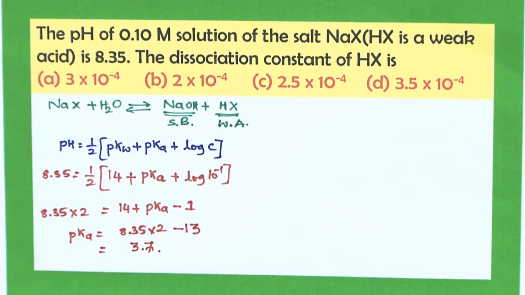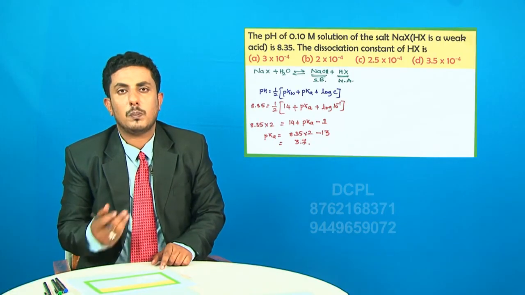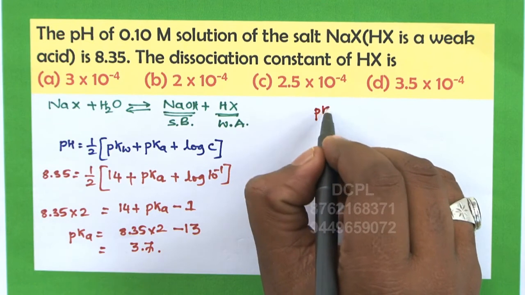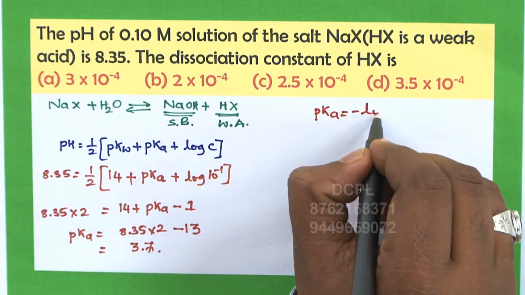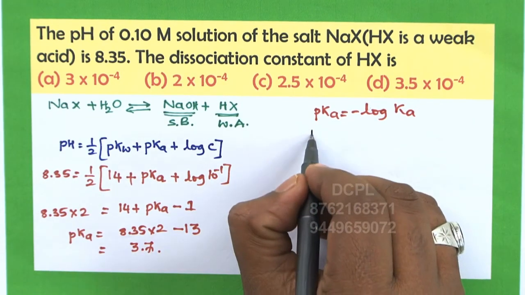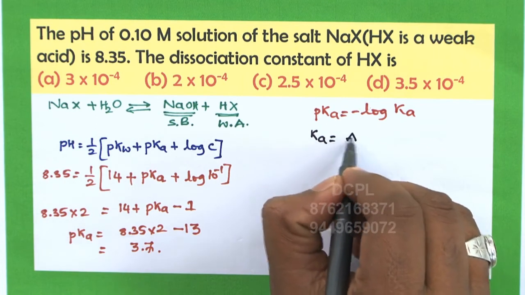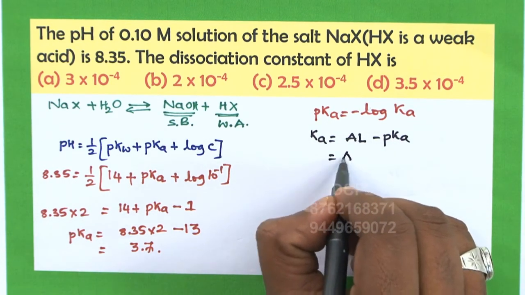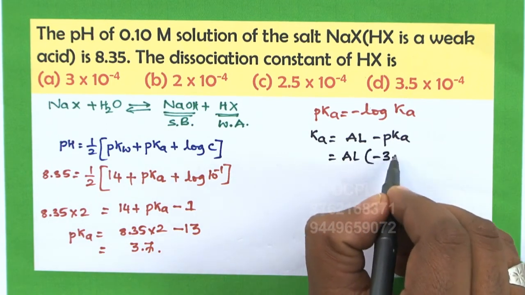So, we do not require the pKa value, we require Ka, and you know that pKa is equal to minus log of Ka. Hence, Ka is equal to anti-logarithm of minus pKa, that is anti-log of minus 3.7.